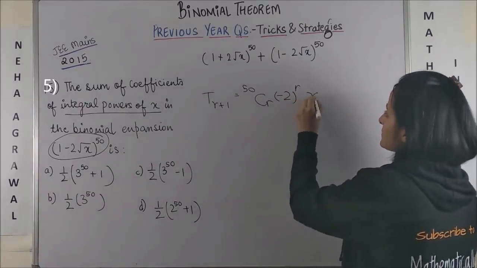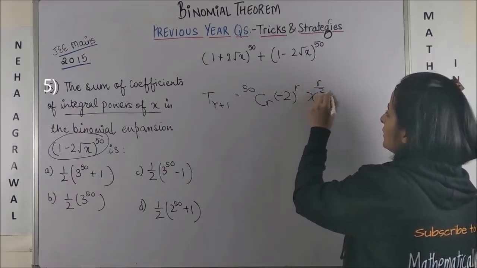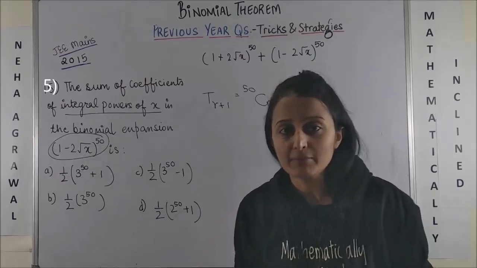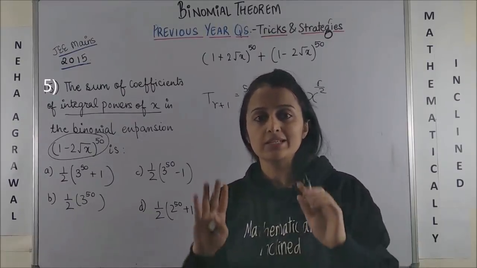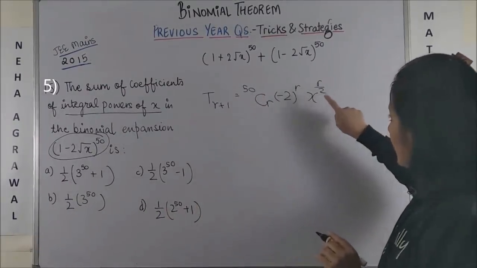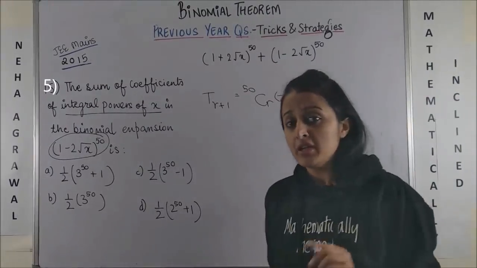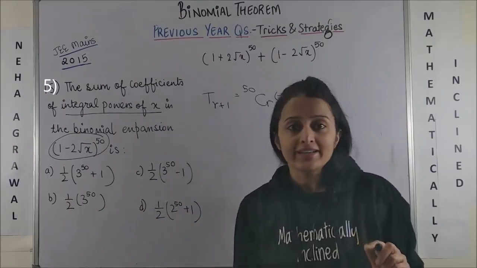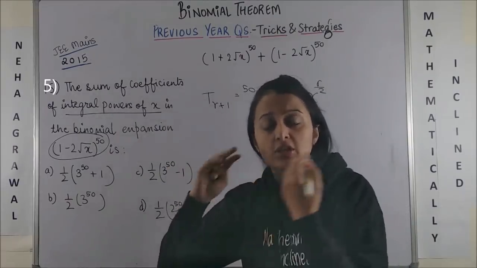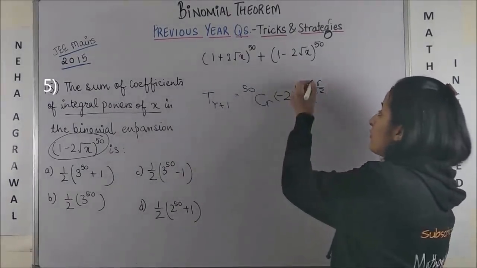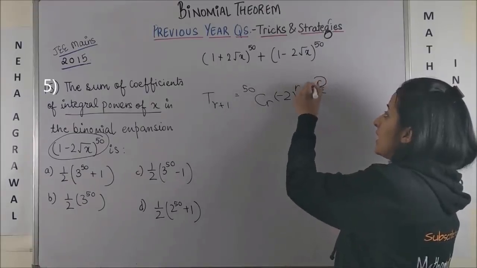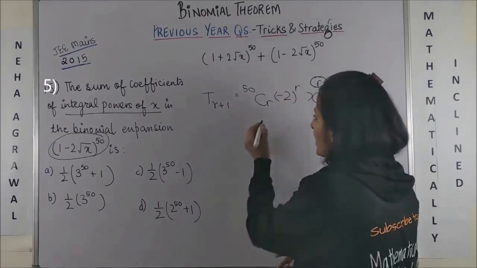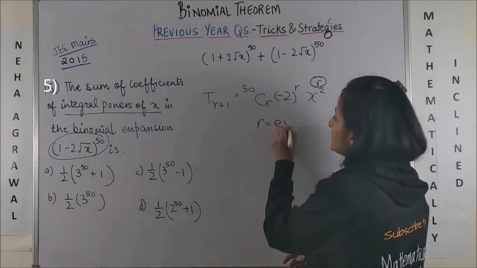So I can get x raised to power r by 2. Now since we are looking to find the sum of coefficients of integral powers, basically the integers, you tell me, when does x become an integer? Well, if I give any random value to r, that would become a radical, something in fraction. However, in order that this becomes integral, r must be a multiple of 2. So r is an even number.